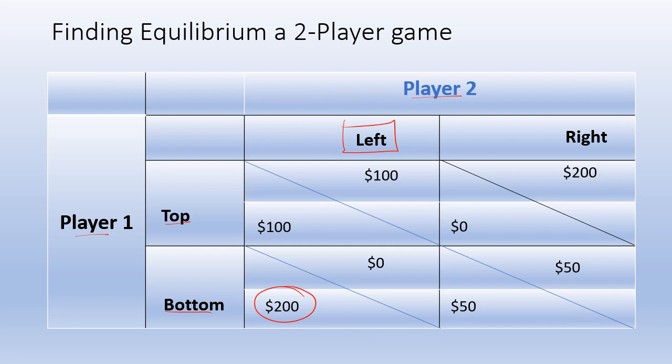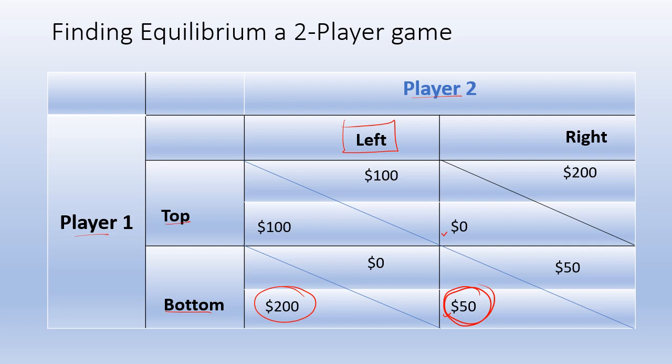And now let's ask ourselves as player 1, what should player 1 do if player 2 played right strategy? If player 2 played right, then the game would be stuck on the right column. And on the right column, we can see 50 is bigger than or better than 0, and therefore player 1 should play bottom strategy. Circle that 50. And now let's do the same procedure for player 2.